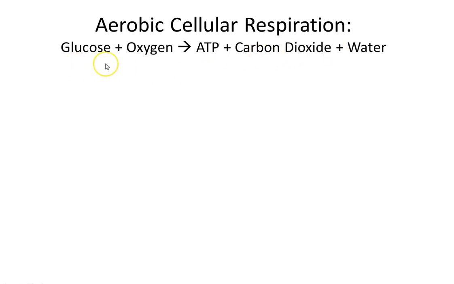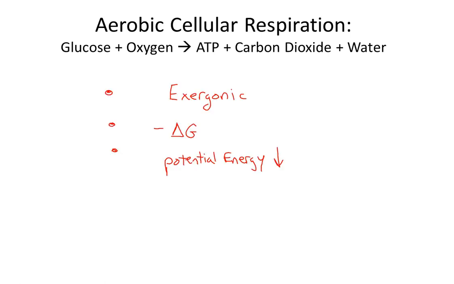Because we're taking something ordered and breaking it down and releasing the energy, this is going to be an exothermic reaction. Delta G is going to be negative, and the potential and overall energy state of the molecule glucose is going to be decreased, okay, in order to produce the simpler molecules, carbon dioxide and water.